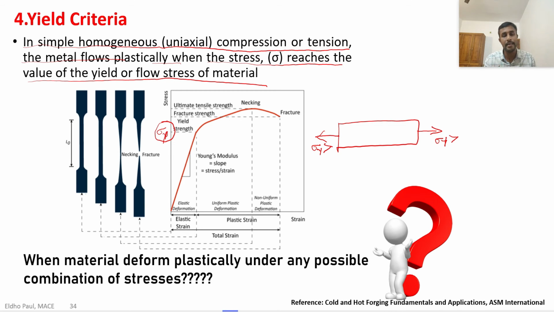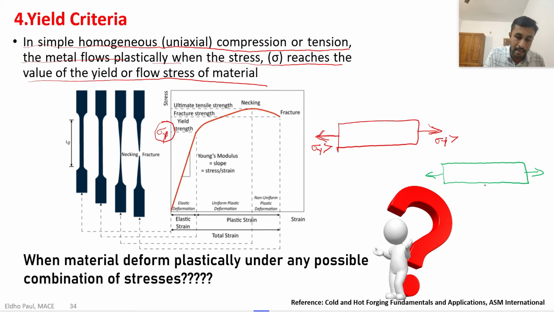This yield point, or yield strength, is a material property, and we know that by conducting different experiments we can calculate the yield strength of the material. By conducting a universal tension test, we can calculate the yield point of the material. But that is only for the uniaxial stress condition. So in this case, if the load applied is greater than sigma y, we can surely say the material will plastically deform.